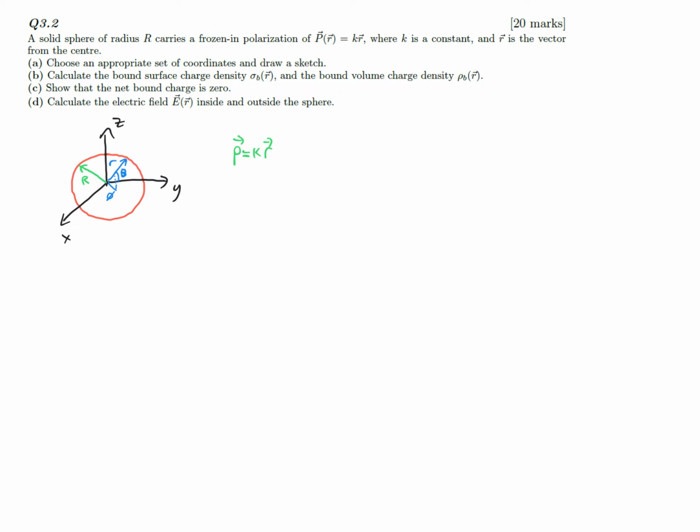In part B, we are supposed to calculate the bound surface charge density and the bound volume density. This is putting into action what we were just discussing a moment ago. So if we want to know the bound surface charge, this is the polarization field dotted into the normal vector at the surface. Because this is a sphere with the centre at the origin, the normal vector to the surface is the r hat vector, and given that P is along r, this is dead simple.